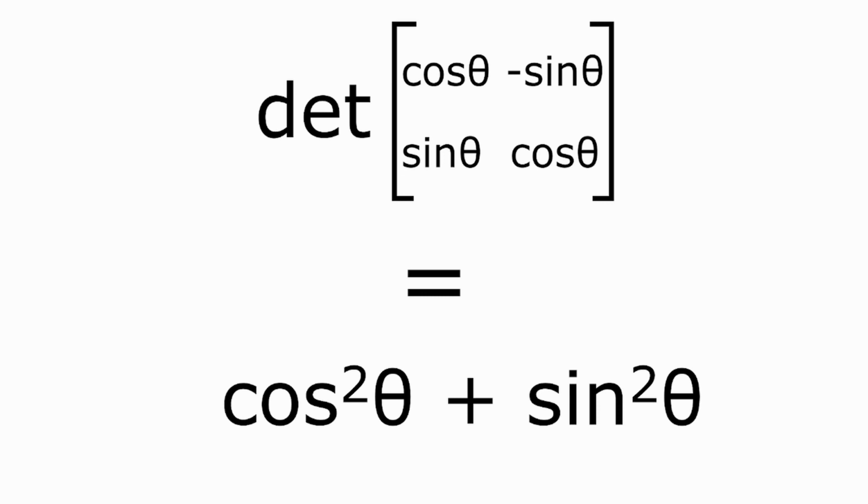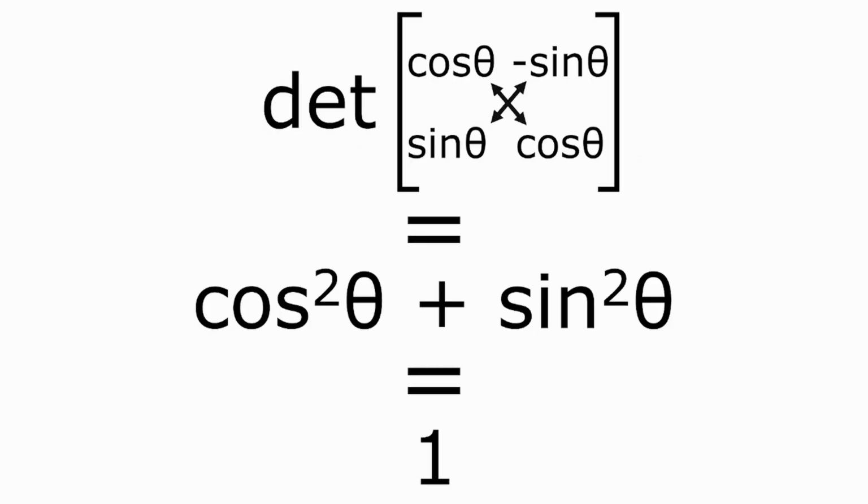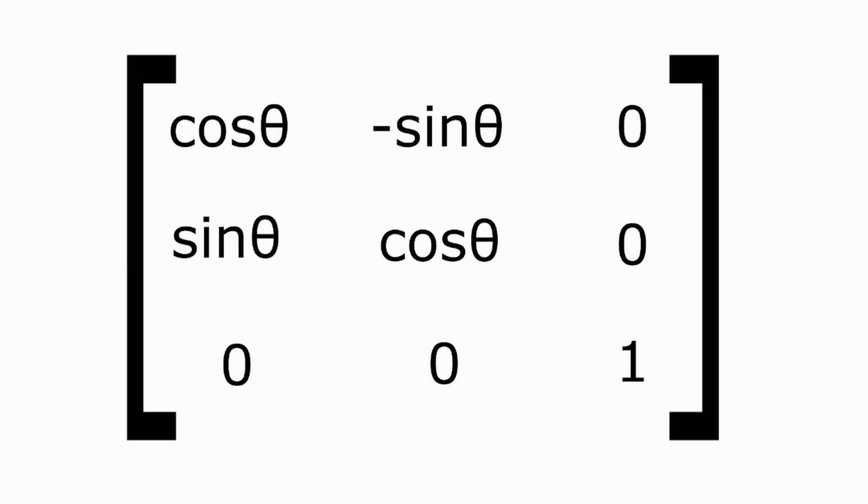2x2 matrices represent geometric transformations, and the determinant of the 2x2 matrix represents the area scale factor, the factor by which the area of the unit square or any shape in the plane is multiplied due to a transformation. In a rotation, there is no change of area, thus the determinant must equal 1, leading to the desired result. The same principle applies to a 3x3 matrix.